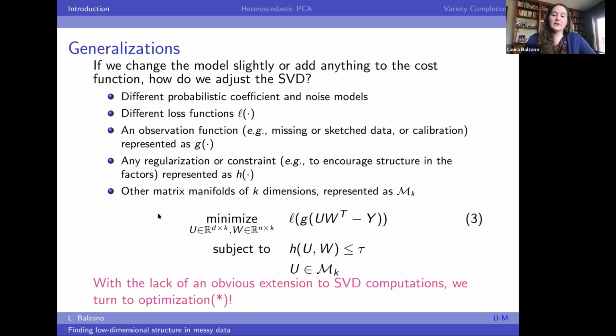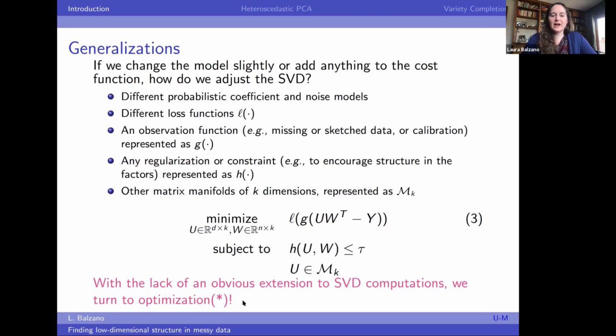Okay, so when we see that maybe there's not an obvious way to extend the SVD into these contexts, instead we turn to optimization and try to find optimization algorithms that can minimize the loss under some constraints that try to capture these different generalizations we're interested in.